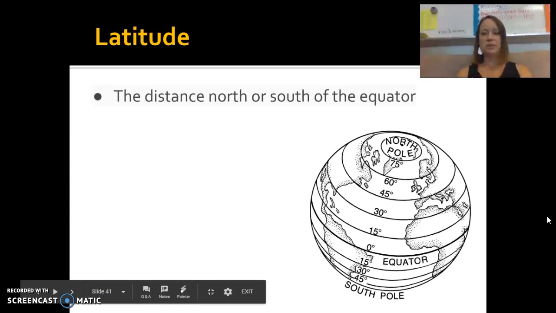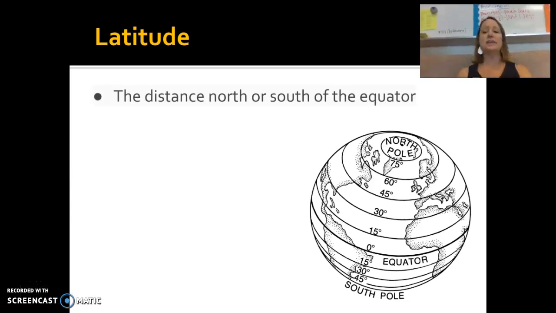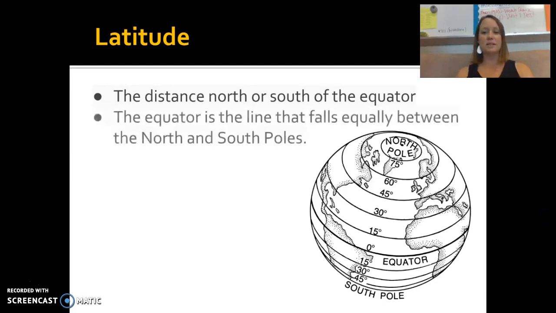All right, so we'll start with latitude. Those are the lines that are drawn from west to east, but measure degrees north or south of the equator. The equator is a line that goes right around the middle of the Earth. Anything above the equator is measured in degrees north, so that's from 0 degrees at the equator all the way to 90 degrees at the North Pole. Anything below the equator, from 0 degrees at the equator to 90 degrees at the South Pole, is measured in degrees south.